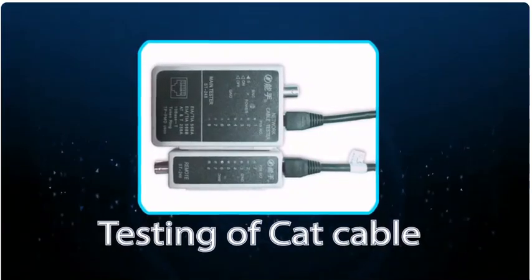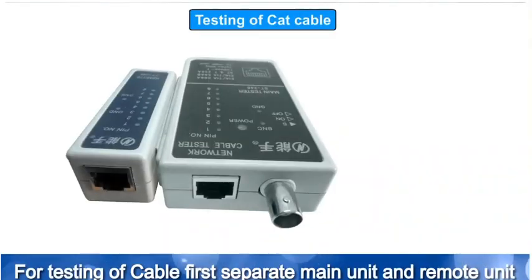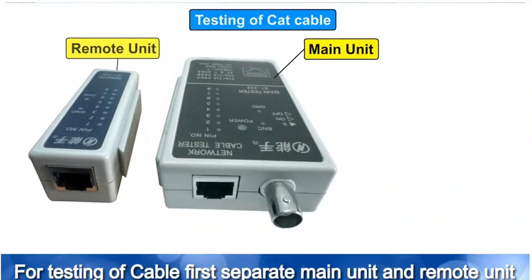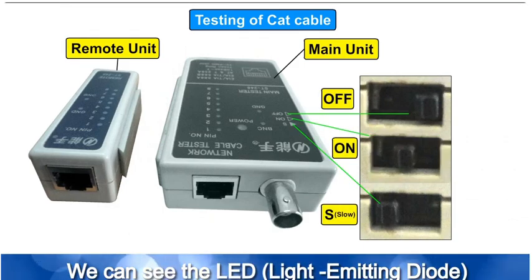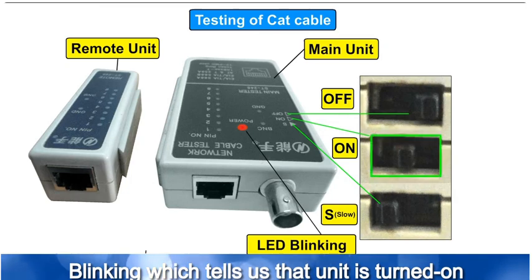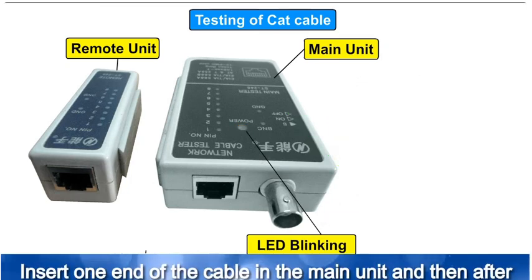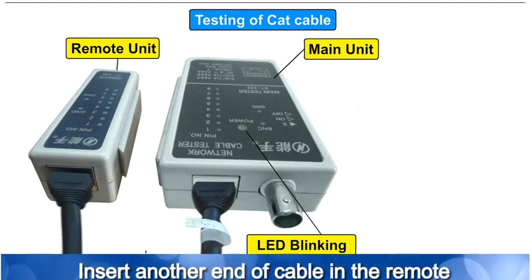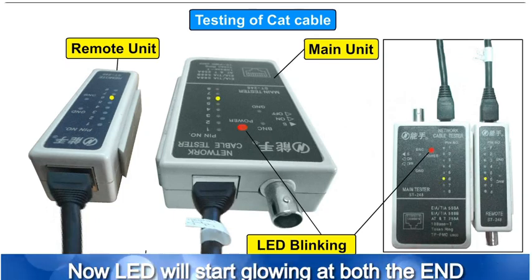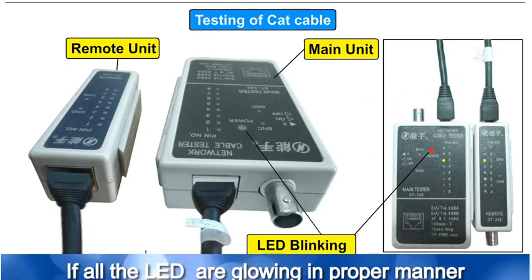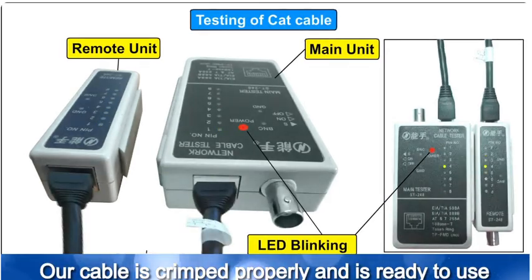Testing of Cat cable. For testing of cable, first separate main unit and remote unit. Switch on the main unit using on button. We can see the LED light emitting diode blinking, which tells us that unit is turned on. Insert one end of the cable in the main unit, and then insert another end of cable in the remote. Make sure the connection is on. Now LED will start glowing at both the ends. If all the LEDs are glowing in proper manner, our cable is crimped properly and is ready to use.